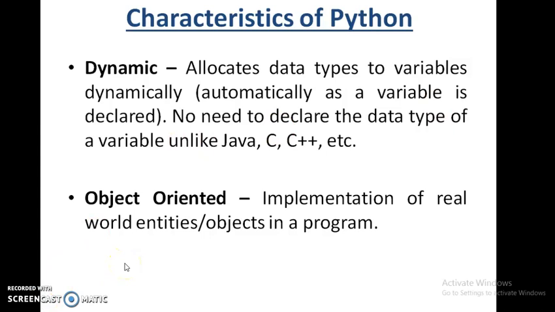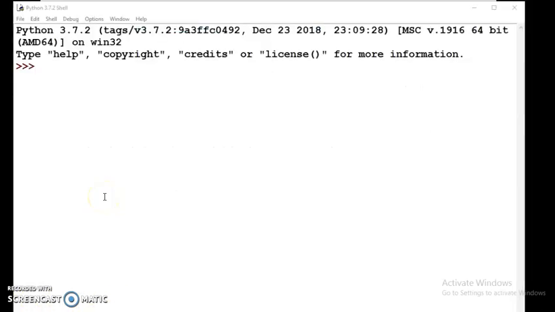For that, we have to again open our Python shell. Now let us see the dynamic allocation of data type, that means automatically as it declares. Suppose I write a equal to 5. Now what is a data type? The type of data you are going to assign to a variable. Here 5 is the data and a is a variable. You are assigning 5 to the variable a. Now what is the type of the data, that is, what is 5? Basically it is an integer. So we don't have to tell Python that I am assigning an integer value to you.